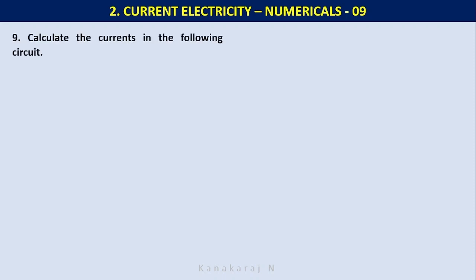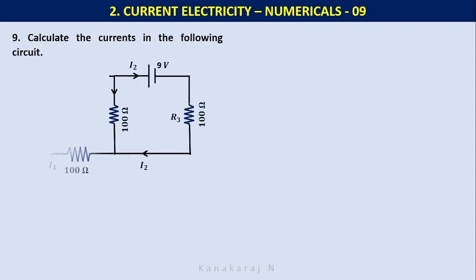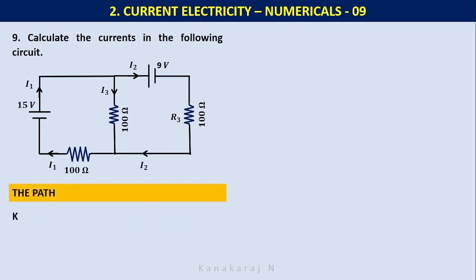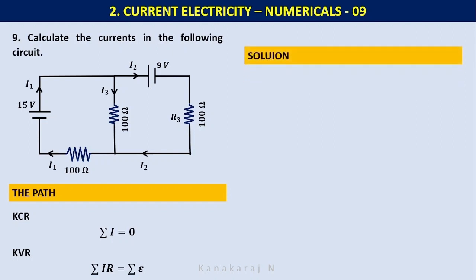Calculate the currents in the following circuit. The circuit is given. Let us know the path. KCR, Kirchhoff's current rule: sigma I at a junction equals 0. KVR, Kirchhoff's voltage rule: in a loop, sigma IR equals sigma epsilon. Solution. Here in the circuit, a few components are not labeled.